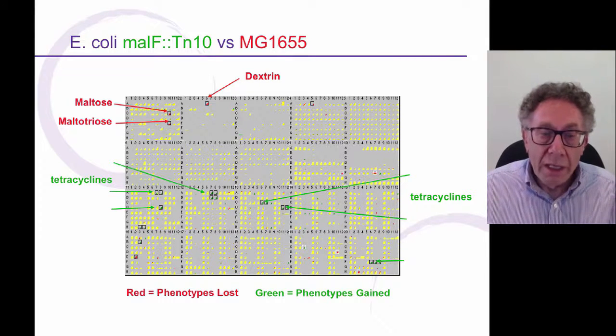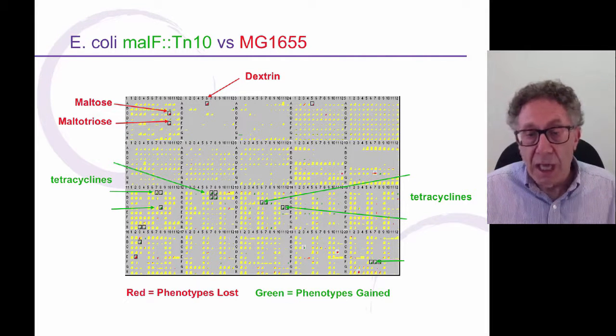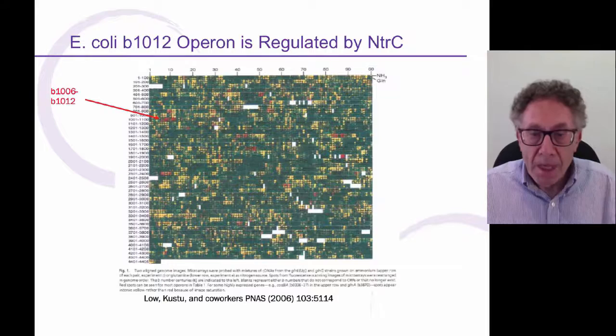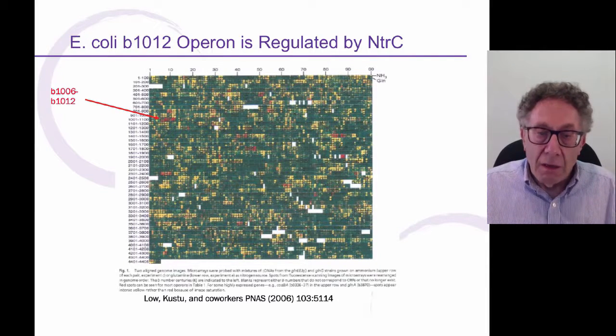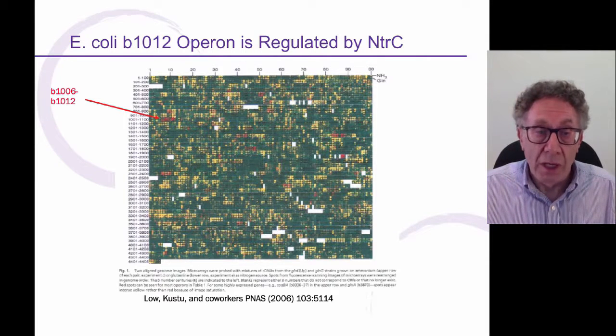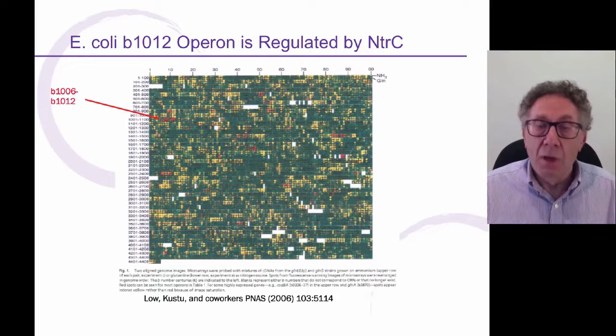So red indicates the phenotype that's lost. It's present in the wild type, missing in the mutant. Green is a phenotype that's gained, not present in the wild type, but present in the mutant. So maltose is lost and tetracycline resistance is gained. Now, there's a large number of genes whose function maybe we have a little information about or whose function is totally unknown. And this technology provides a direct phenotypic assay for gene function because you can just compare a knockout to a wild type and see which phenotypes change.